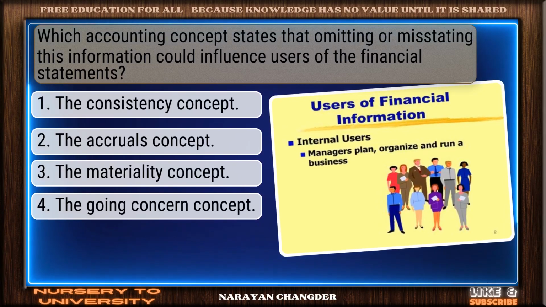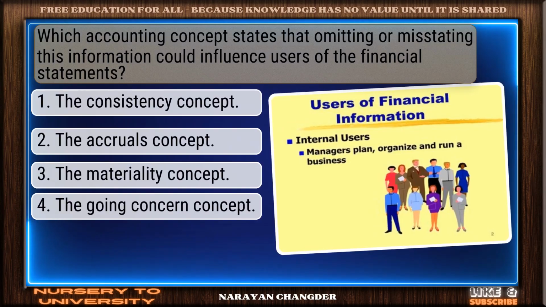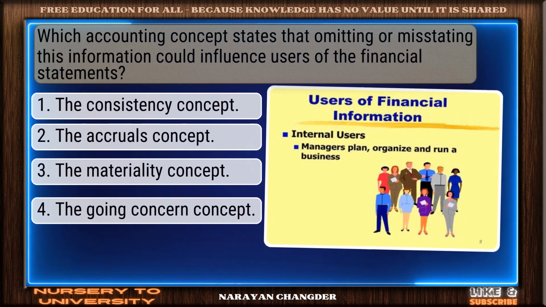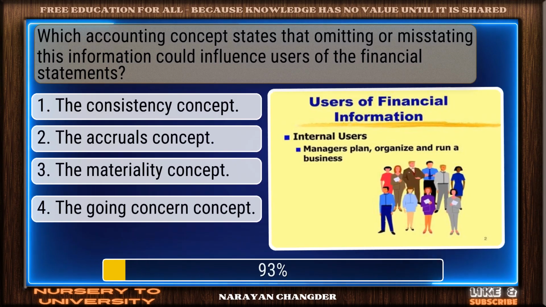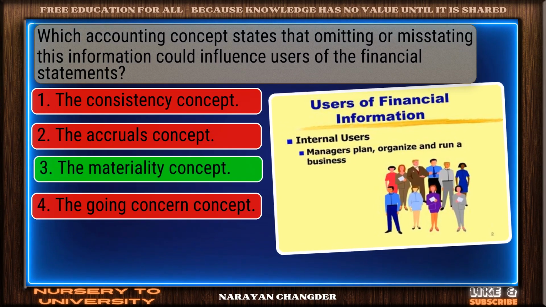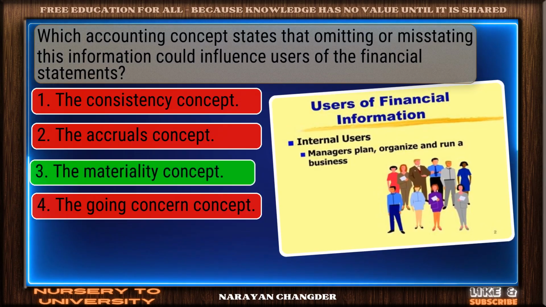Which accounting concept states that omitting or misstating this information could influence users of the financial statements? Good job. Your answer, the materiality concept, works well here.